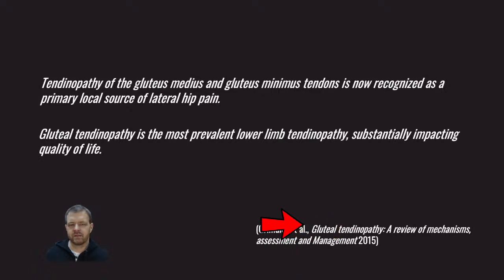So yeah, this is from Grimaldi. I think this is free. So if you search for gluteal tendinopathy, a review of mechanisms, you should be able to come up with a PDF. So we've got tendinopathy of the glute medius and glute minimus tendons is now recognised as a primary local source of lateral hip pain. Okay, so it's quite well documented. Gluteal tendinopathy is the most prevalent lower limb tendinopathy, substantially impacting quality of life.